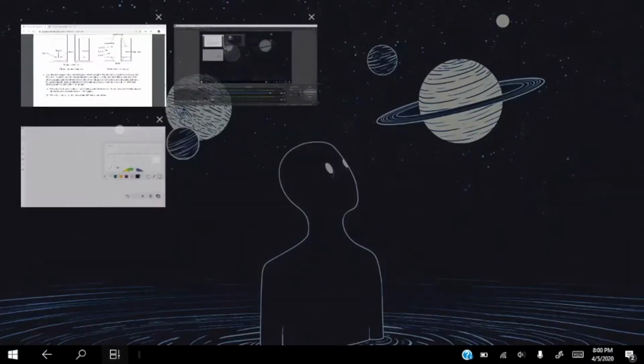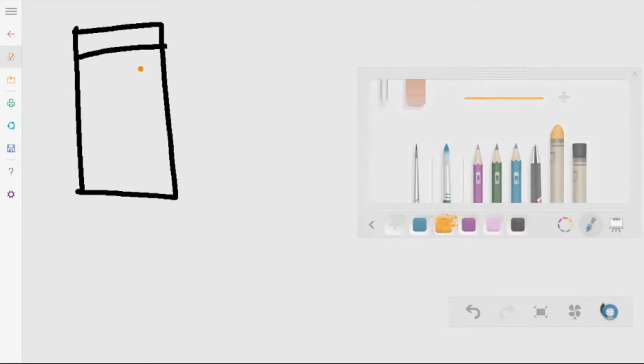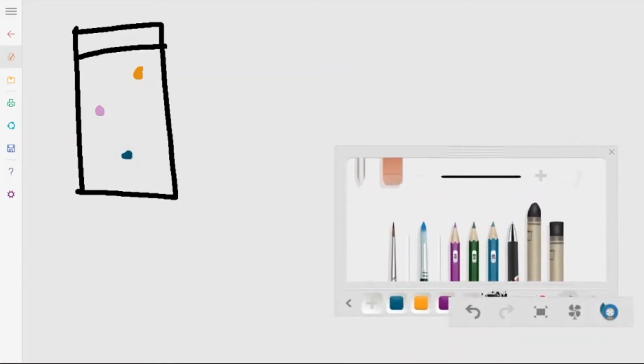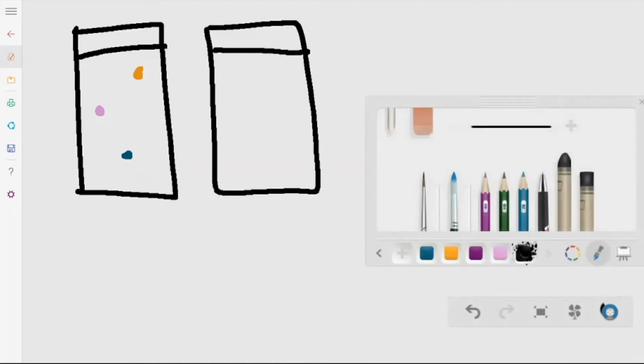So I'm going to draw out the chromatography strips. We have dye C, dye A, and dye B. And then we have the unknown, which is somewhere over here.